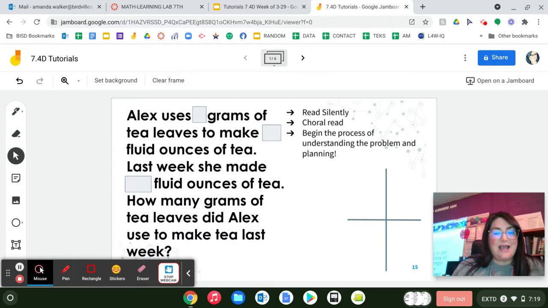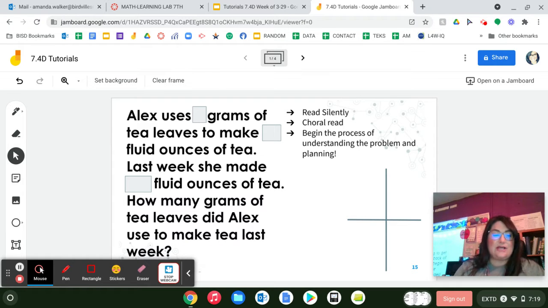If you notice the pattern, a certain amount of grams of leaves will make a certain amount of ounces of tea. So in my mind, I already see a proportion forming. That would be more of your plan. When we understand what the question is asking, by the time we finish everything out, what we should ask ourselves is how many grams of tea leaves did she use? That is what we are finding out.